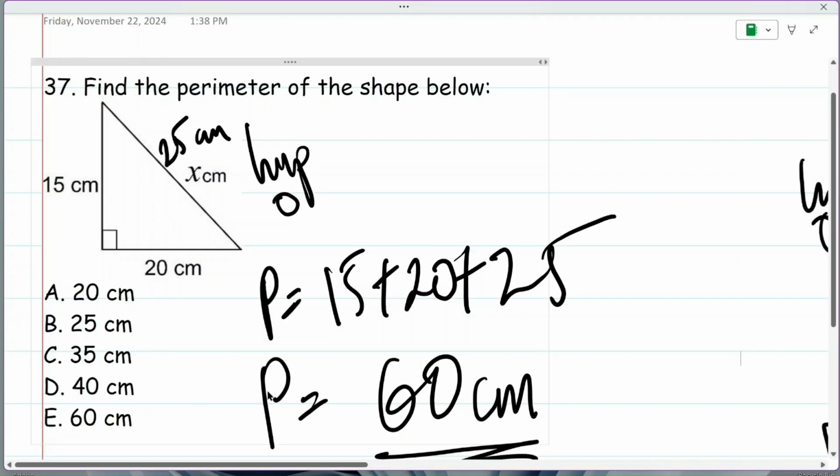Therefore the perimeter of this triangle is 60 centimeters. The answer is E, 60 centimeters.